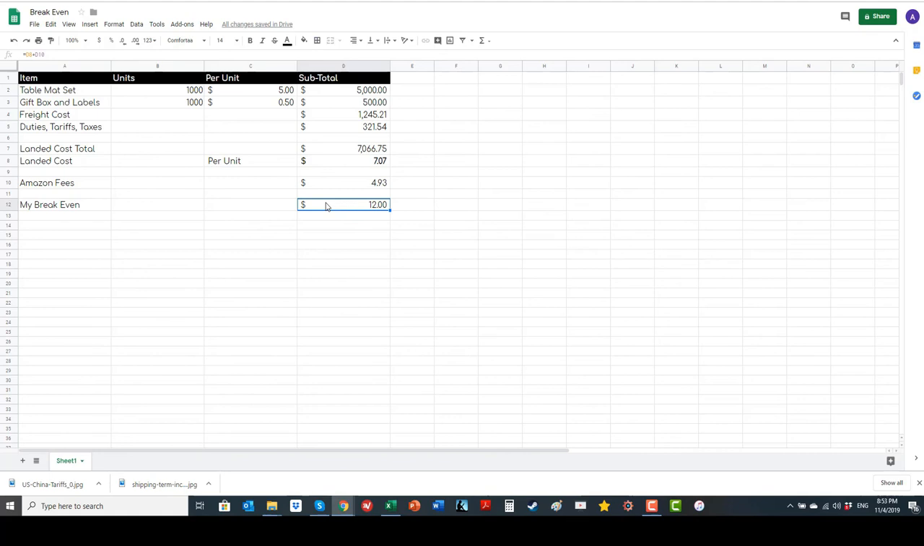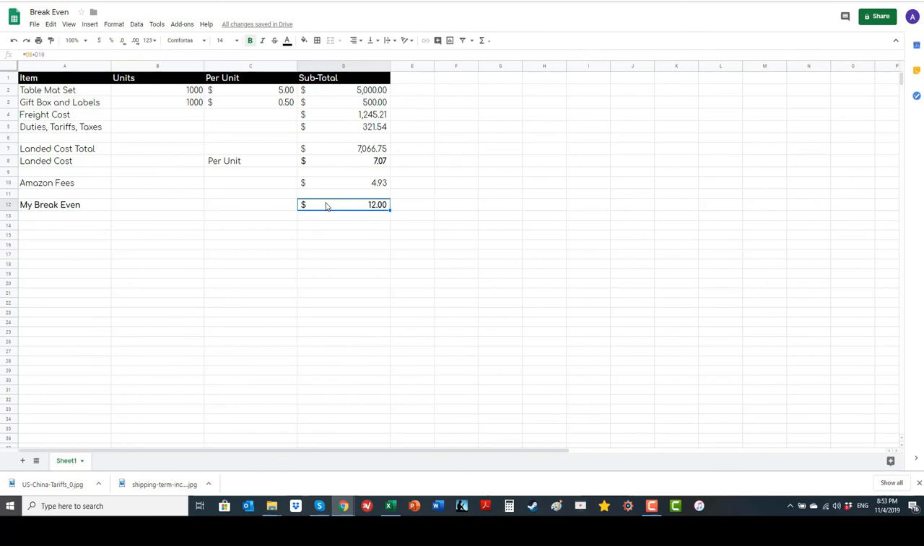I'm not counting in storage fees. I'm not counting in my computer cost. But you could calculate everything you've spent and divide it by the number of units, and that will give you the number. And this is just an indication, right? And why do we need the break-even number? Because basically, if I now list this product on Amazon for $12, every time I sell one, I get all my money back that I spent to get that product there to Amazon.